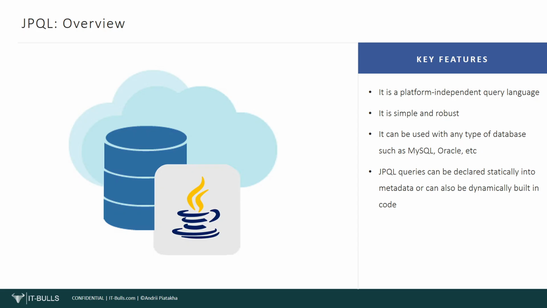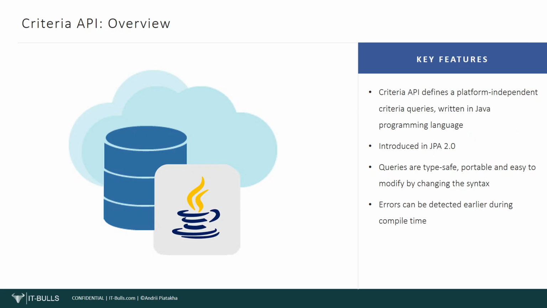The key JPQL features are: it is a platform-independent query language. It is simple and robust. It can be used with any type of database, such as MySQL or Oracle, it doesn't matter. JPQL queries can be declared statically into metadata or can also be dynamically built in code. We learned what a JPQL is, and before jumping to examples, let's learn a little bit more theory about Criteria API, and after that I will walk you through all the examples.